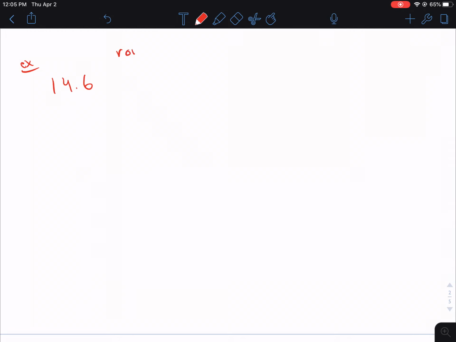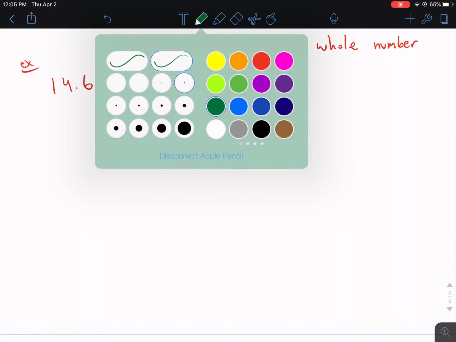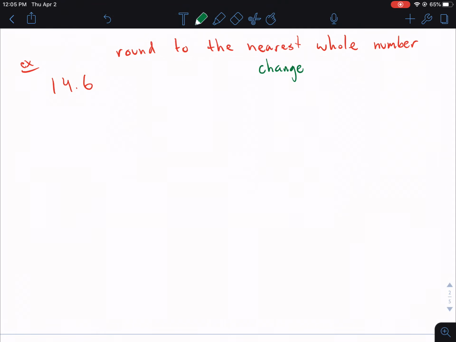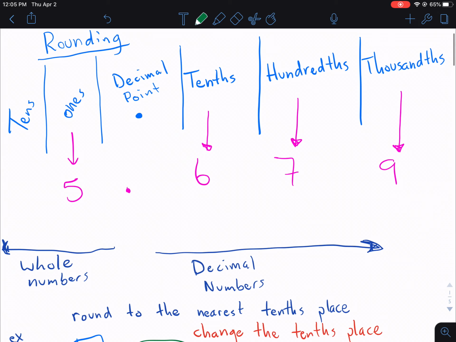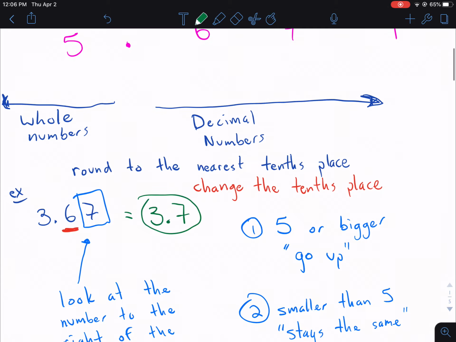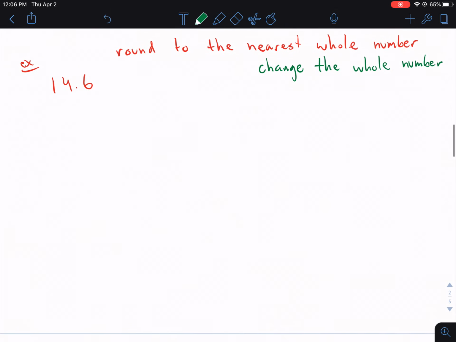Round to the nearest whole number. Round to the nearest whole number. So we're gonna change the whole number. What is my whole number? Let's look at our chart. Decimal numbers are to the right. Whole numbers are to the left of the decimal. So we're gonna look to the left of the decimal. 14 is my whole number.